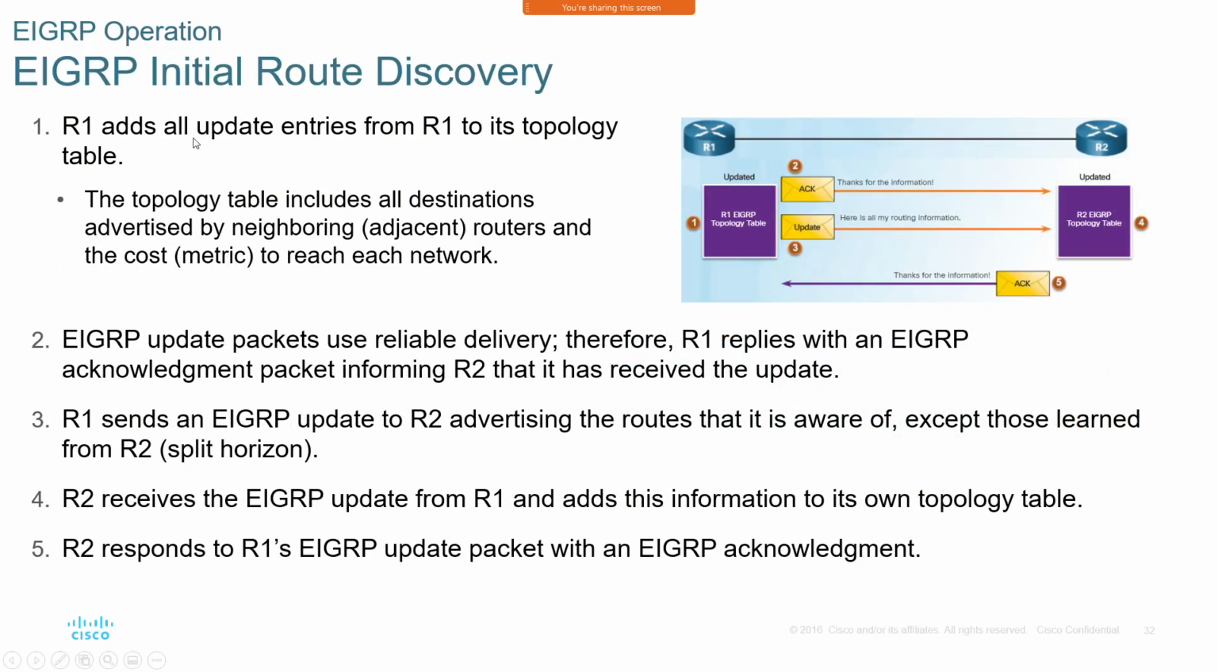Now, router 1 adds all update entries from router 2 to its topology table. So once it obtains information, they exchange information. They will add this information that they obtained from a different router into this table called the topology table. The topology table is a table that contains the information that the router has just collected using the EIGRP communication process.